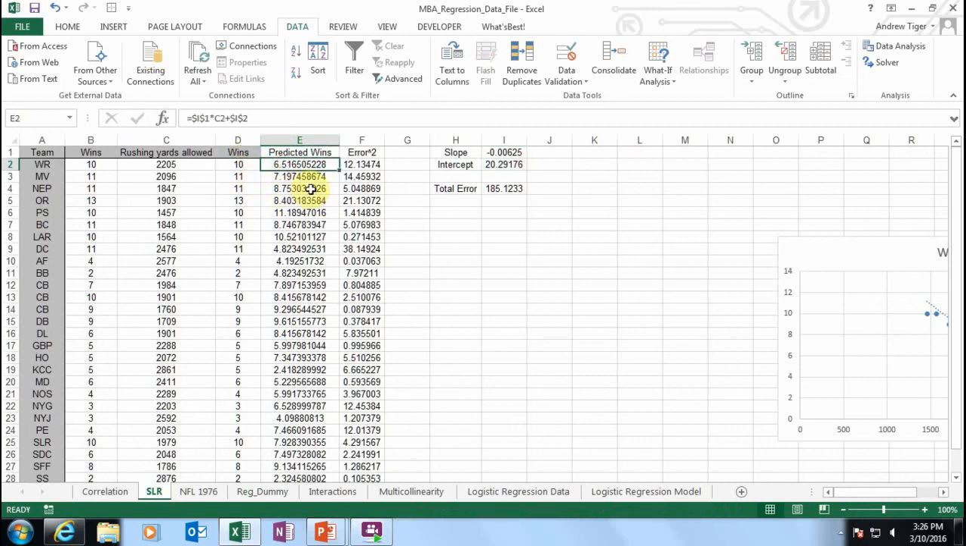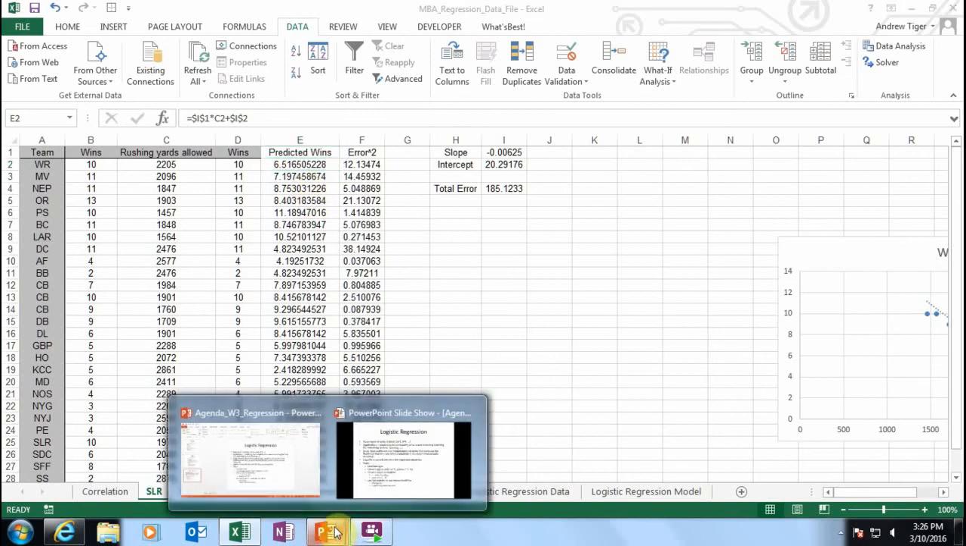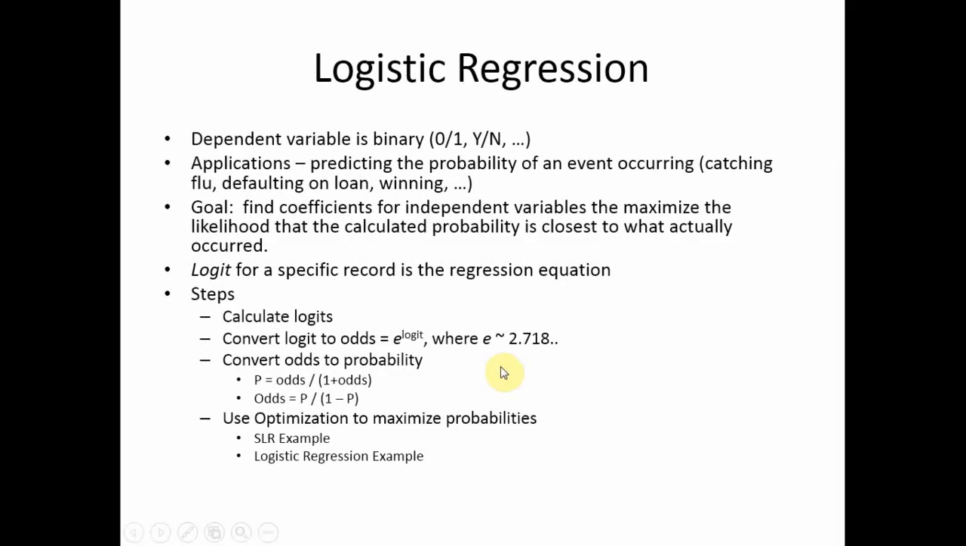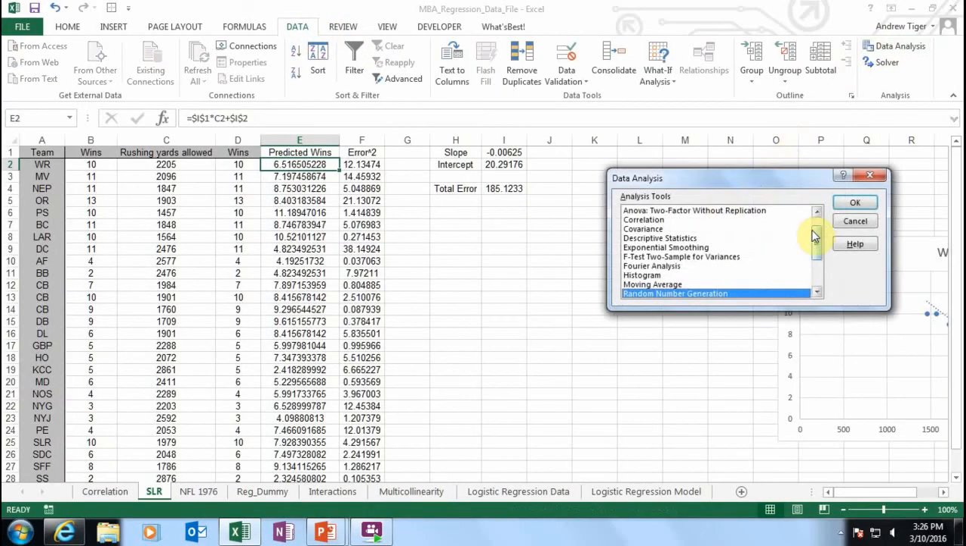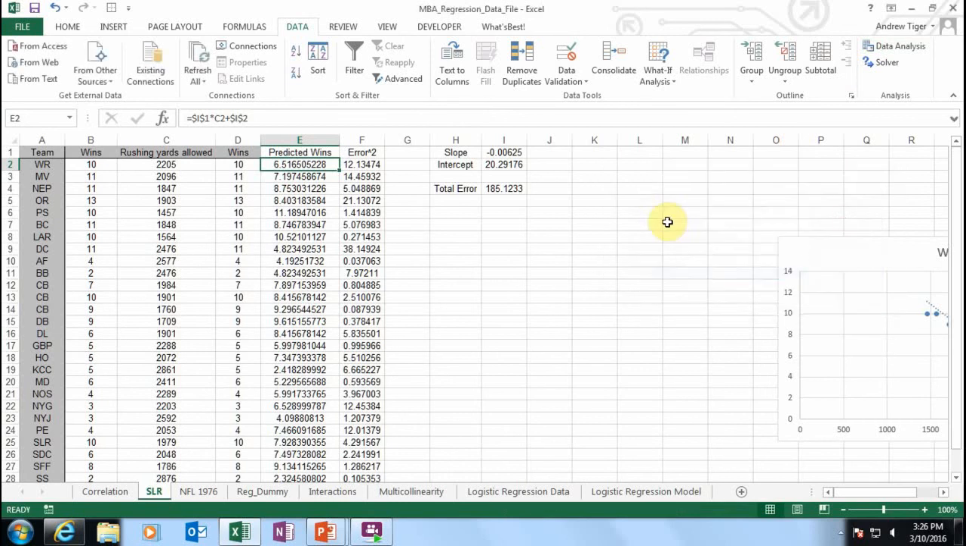Okay, so that is introducing you to optimization, and we need that when we do logistic regression. We don't need it for regression because Excel does regression for us, but for logistic regression, we don't have under our data analysis anything that says logistic regression. So we're going to use optimization, which is part of Excel, to help us determine what these coefficients should be.